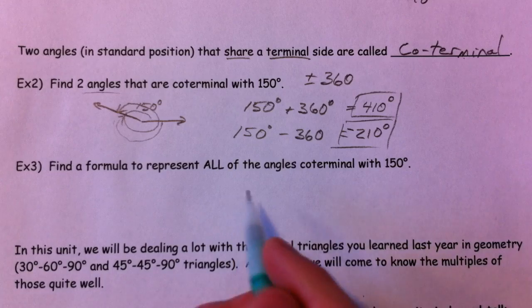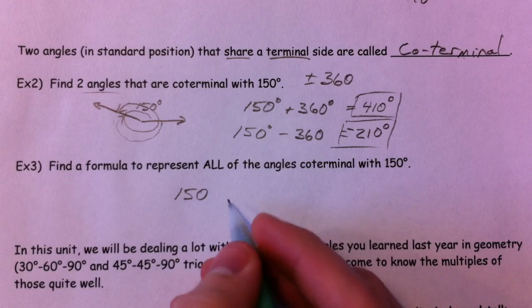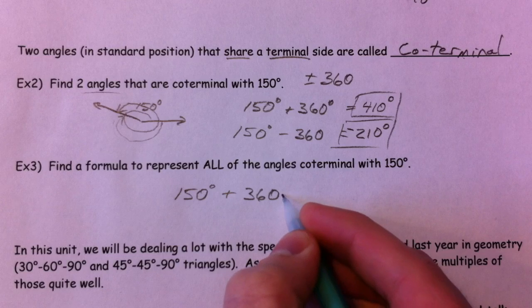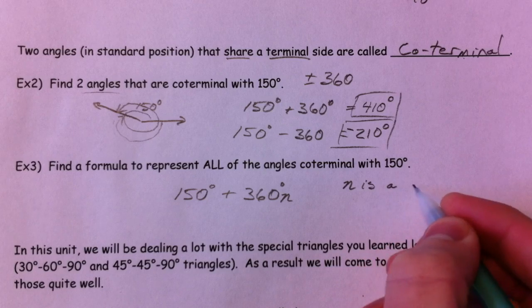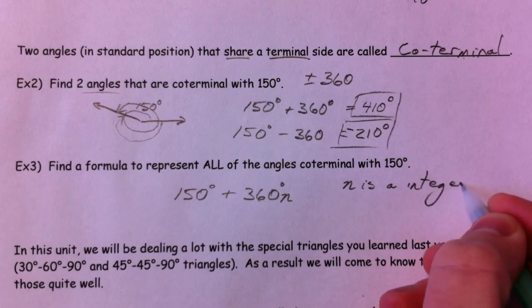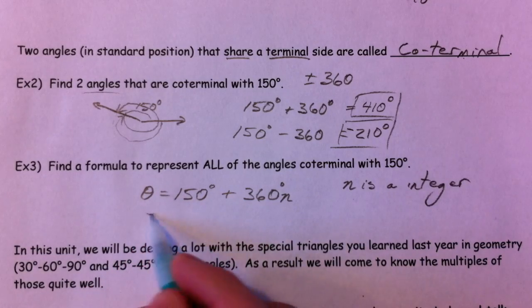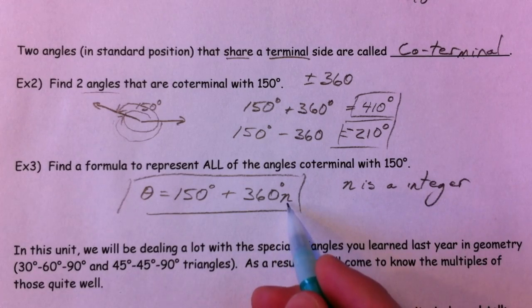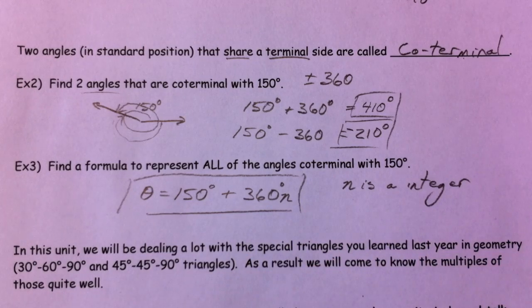We can write this as a formula because all it is is adding some multiple of 360 to it. And so we could represent that with 360 times n, where n is an integer. And I'm going to use that theta to represent all the angles coterminal with 150. So because n is an integer, it could be positive, could be negative, and that spits out all the coterminal angles.